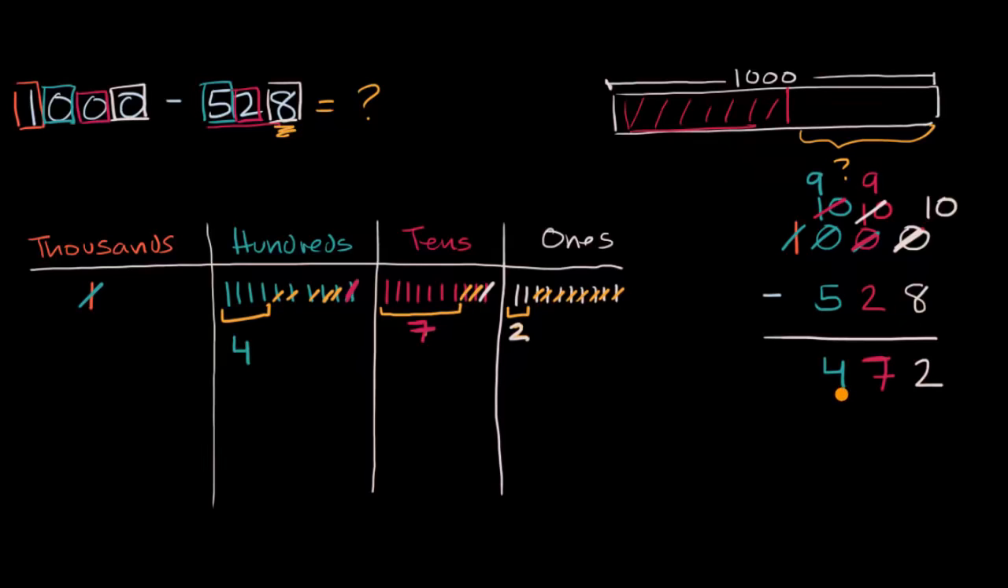And so there you get the general idea. With the standard method, it sometimes seems like magic of how we're regrouping things. But all we're doing is taking that 1,000 and saying, hey, that's 10 hundreds. And then we take one of those hundreds and we say, hey, that's 10 tens. And then we take one of those tens and we say, that's 10 ones. And then we are able to subtract.